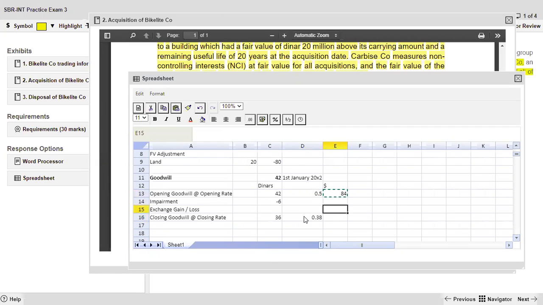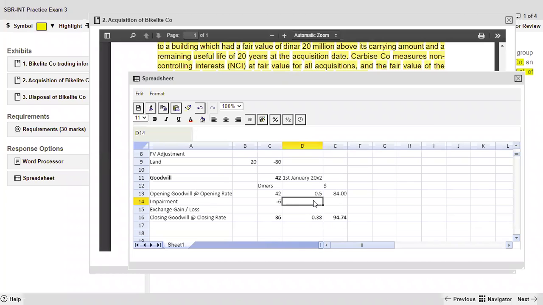Hence, what happens is you will end up getting this. Now, how would we know about the exchange gain loss? So for the impairment, do we need to use the average rate or do we need to use the closing rate?